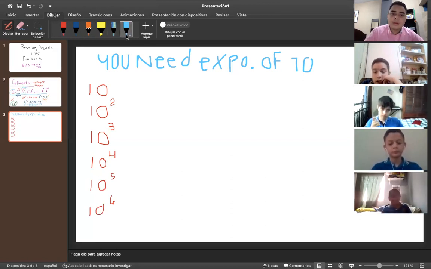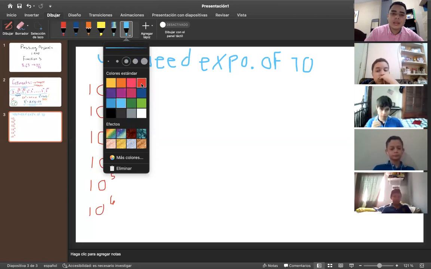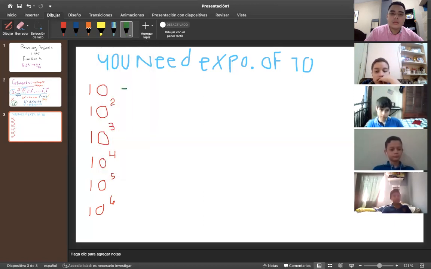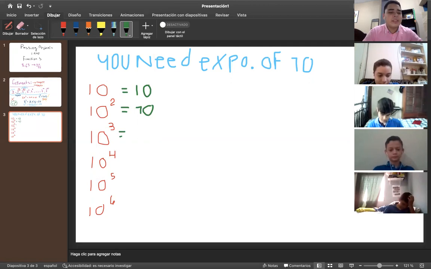So now, how much is 10 elevated at 1, guys? 10. Yes, it's going to be 10. How much is 10 squared, or 10 elevated at 2? 100. Yes, because 10 times 10, right? Now, how much is 10 elevated at 3 or 10 cubic? 1,000. Yes, we have to multiply 3 times the 10: 10 times 10 times 10.